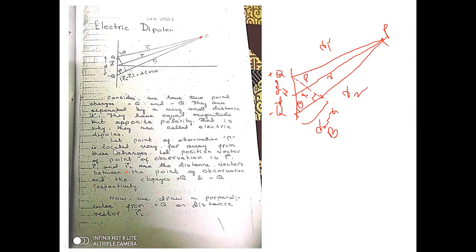Let the point of observation P be located very far from these charges. Let the position vector of the point of observation be R. R1 and R2 are the distance vectors between the point of observation and the charges plus q and minus q respectively. We have drawn these position vectors here.